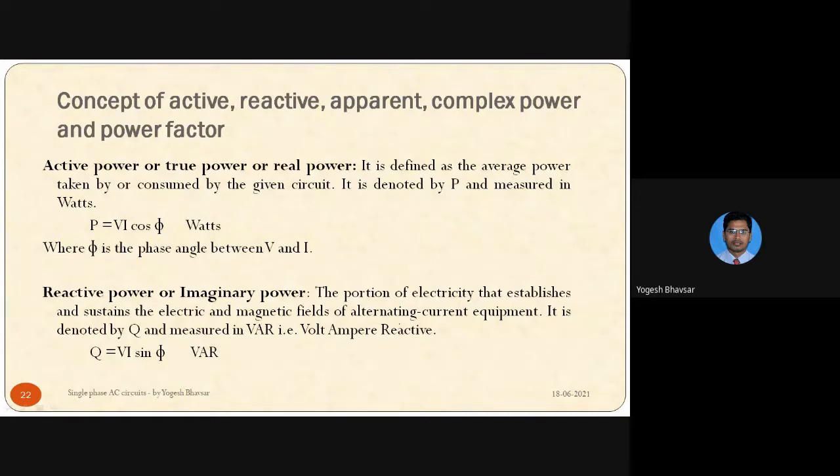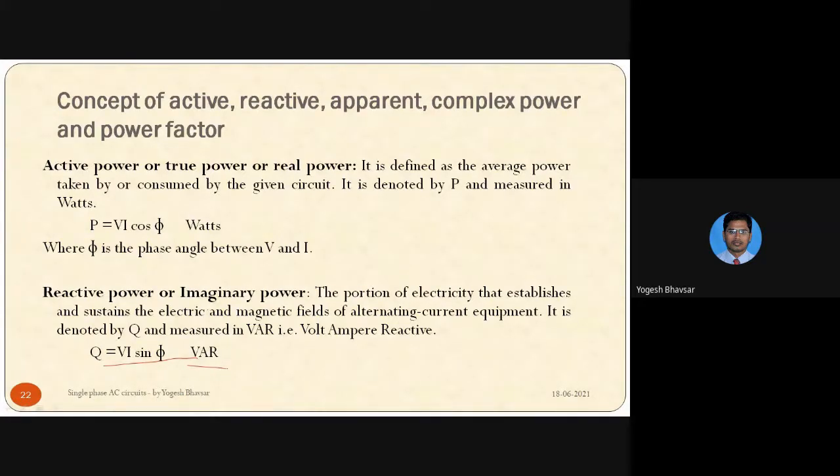It is denoted by Q and measured in VAR, volt ampere reactive. The unit is VAR, and the full form is volt ampere reactive. In terms of the mathematical expression, it is given by Q is equal to VI sin phi. Opposite of cos, in reactive power there will be a sin phi.